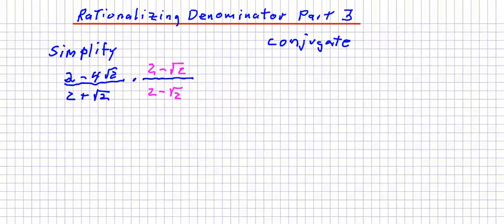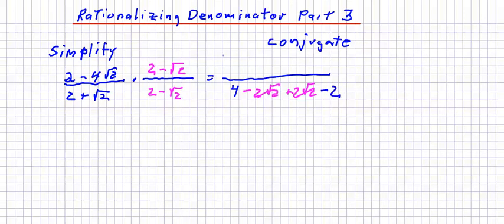All right. The denominator: 2 times 2 is 4. We have minus 2 square root of 2 plus 2 square root of 2. And those will always cancel when we multiply by the conjugate. And square root of 2 times square root of 2 is 2.